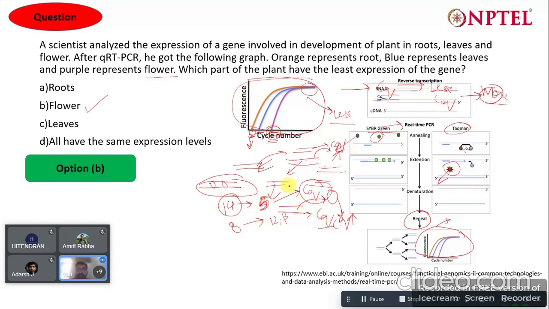Okay, so this is how SYBR Green, like all the real-time PCR probes, helps in determining the number of cycles at which the DNA starts to amplify, and that depends on the copies of DNA present in the sample. Any more doubts? If not, then we'll move to the next question.